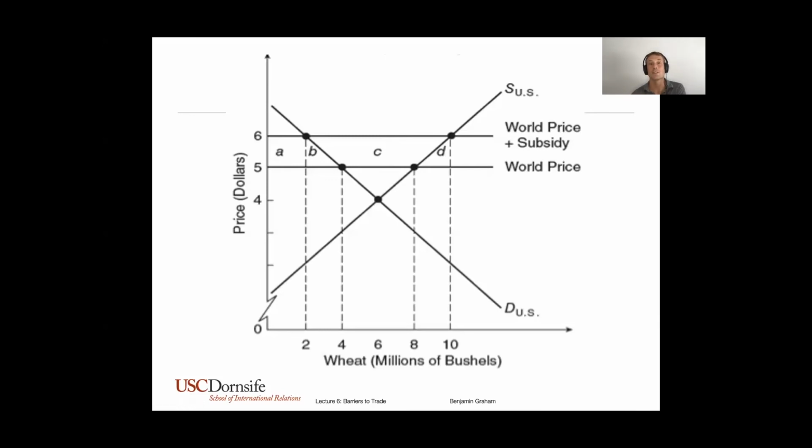So with that extra $1, you're going to get the domestic suppliers producing all the way up here at 10 million bushels. Now, the nice thing is the domestic consumers, they don't have to pay anything extra here. They're still going to consume at the world price. And so domestically, we're still going to consume 4 million bushels, but we'll be exporting 6 million now. We'll be producing an extra couple million bushels, so we'll be exporting more, right?